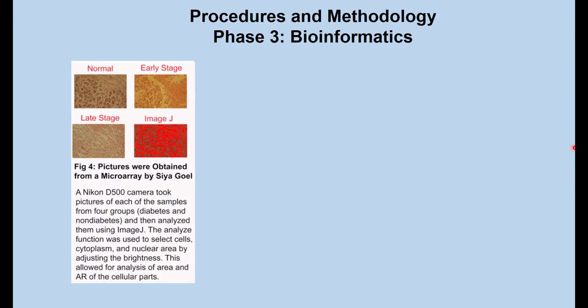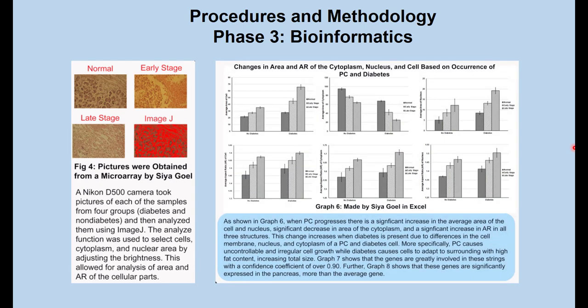A microarray, which consisted of S00, S01, S10, and S11 groups at different pancreatic cancer stages, was additionally analyzed using ImageJ. As shown in Graph 6, when pancreatic cancer progressed, there was a decrease in the area of the cytoplasm, and a significant increase in the area of the cell, the area of the nucleus, and aspect ratios of all cellular components. However, when diabetes was present, the change was more dramatic, showing how the expression of the 19 genes differed in the presence of diabetes and pancreatic cancer.